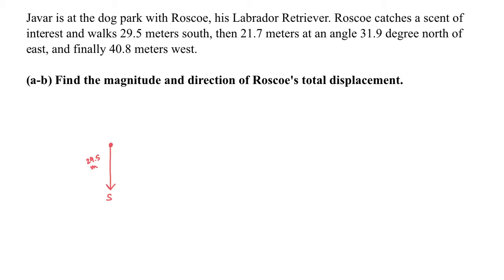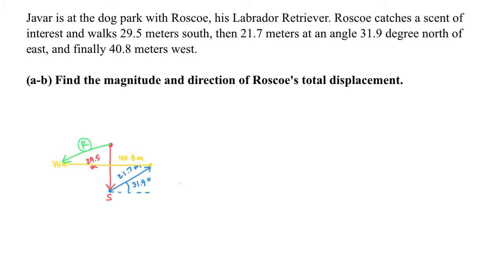To begin, I'll show the first vector, 29.5 meters directly south. Our second vector, 21.7 meters at an angle of 31.9 degrees north of east. And then our last vector, 40.8 meters directly west. So if I've drawn my diagram well, then I know that my resultant vector R will look something like this.